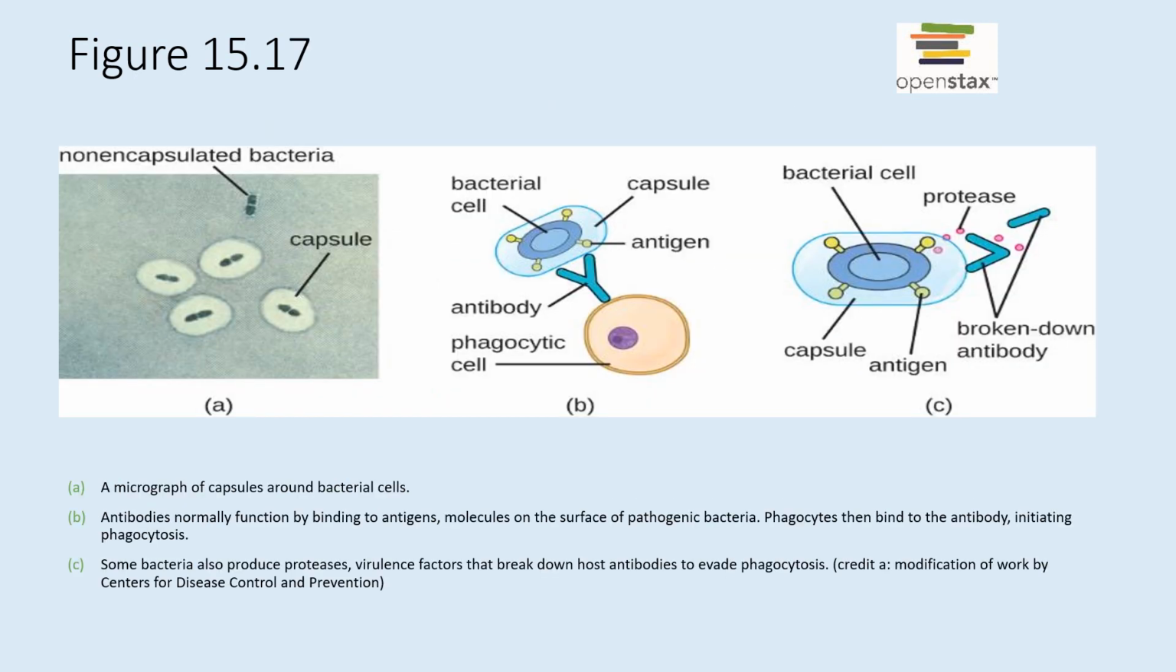Producing toxins is a virulence factor. It's an advantage for the bacteria.